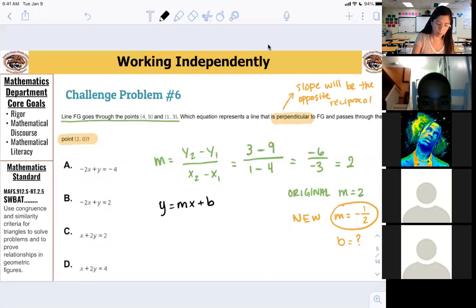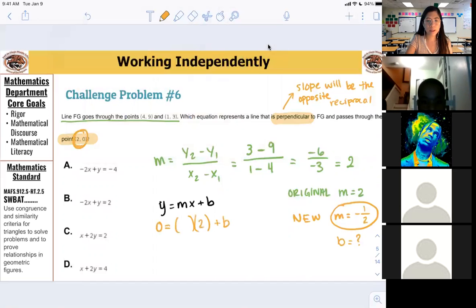Since they gave me a point to plug in, they told me it's passing through (2, 0), I can plug in 2 for x and 0 for y. So for y, I'm plugging in a 0, and I'm going to plug in a 2 for x. But what do I plug in for m, which I haven't done yet? What do I plug in for m?